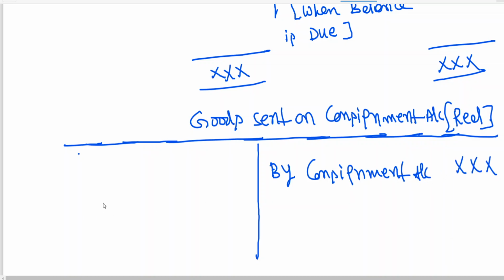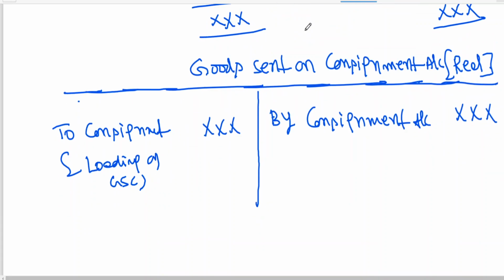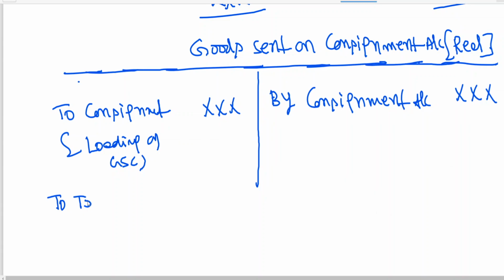Suppose there is any loading, we learned the entry: goods sent on consignment to consignment, loading on goods sent on consignment, that's it. And I told you the balance in goods sent on consignment is transferred to trading account or purchase account. The reason I told you: if he is a manufacturer, you transfer to trading; if he is a trader, you transfer to purchase account. Clear to all of you?